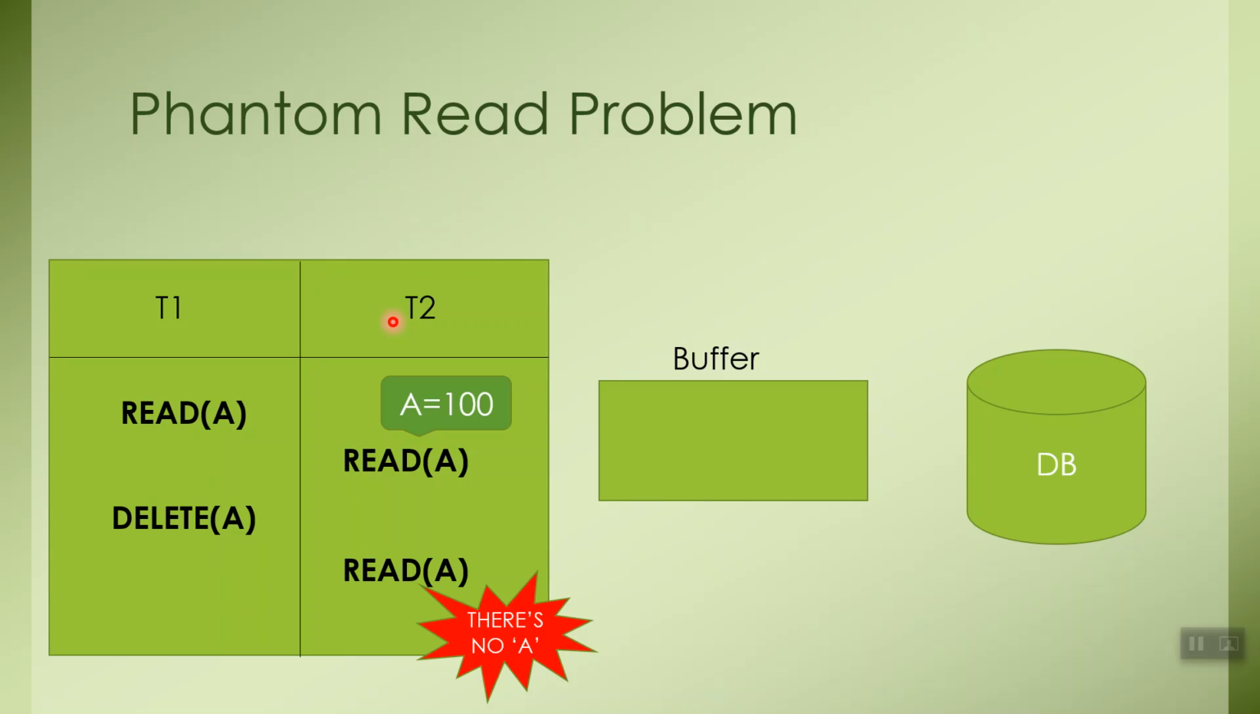As according to the isolation property of the transaction, every transaction thinks that they are the only one who is executing in the system, and there's nobody else executing along with them. So T2 really gets confused, and finally T2 aborts its execution. Fine. So this is the phantom read problem. When T2 tries to reread the value of the data item, the data item itself has been deleted from the system, and therefore it cannot read that data item, and therefore finally aborts its execution.